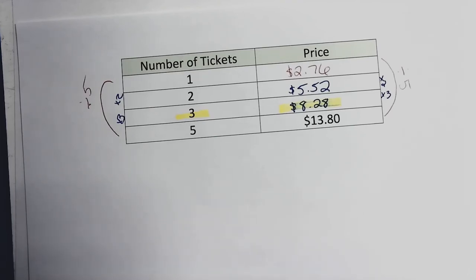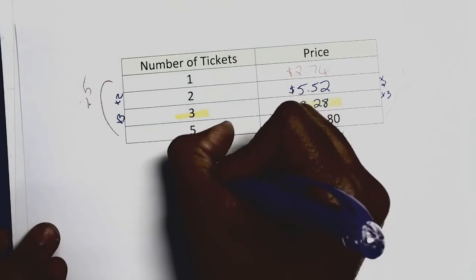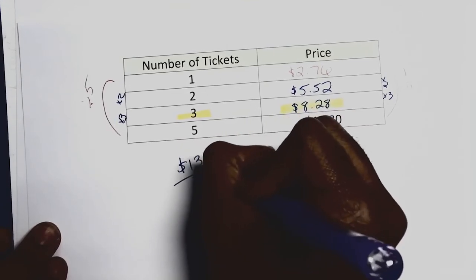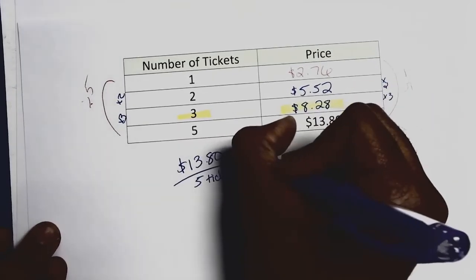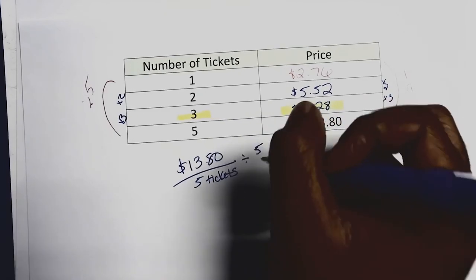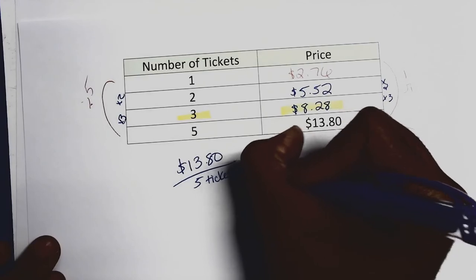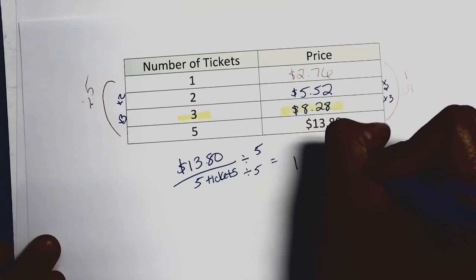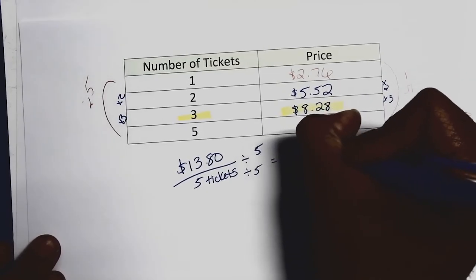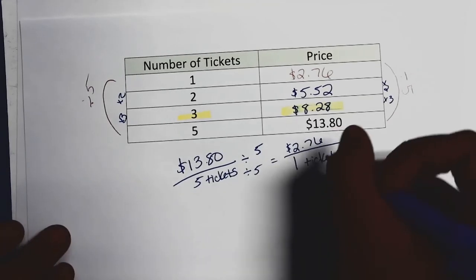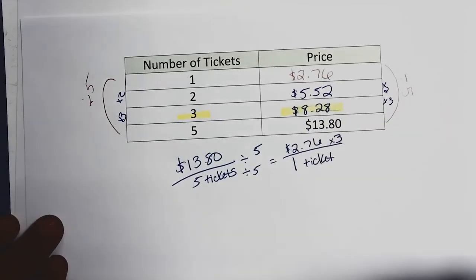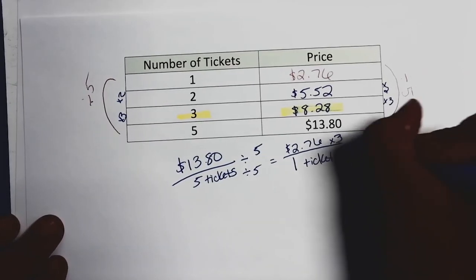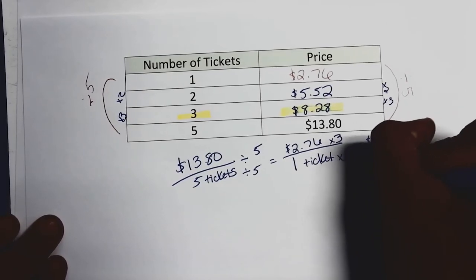Good job. You might have solved it this way. Using $13.80 over 5 tickets, you probably divided it by 5 to give me 1 ticket for $2.76. And then you took this information and multiplied by 3 to give me $8.28 for 3 tickets.